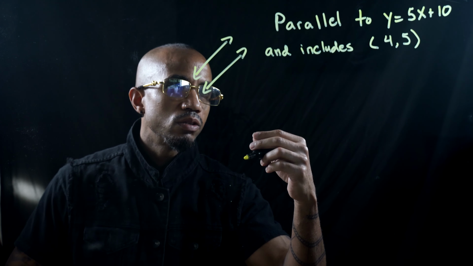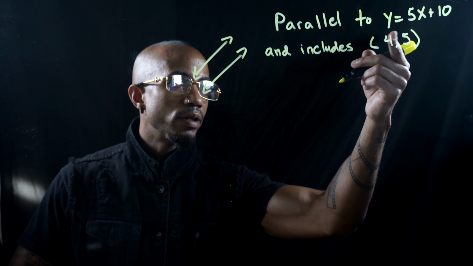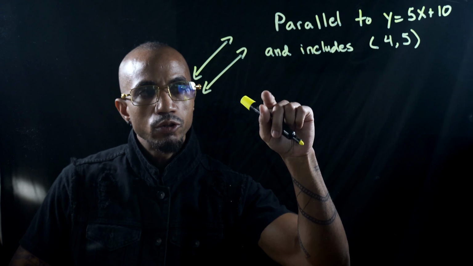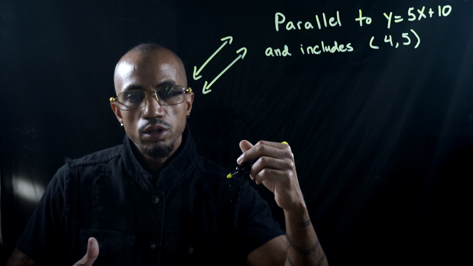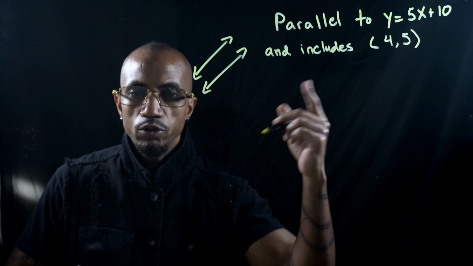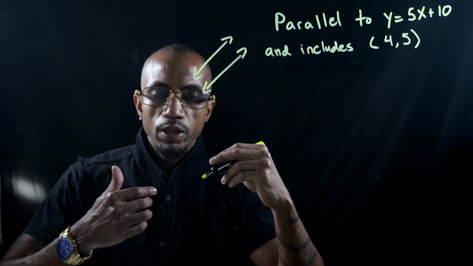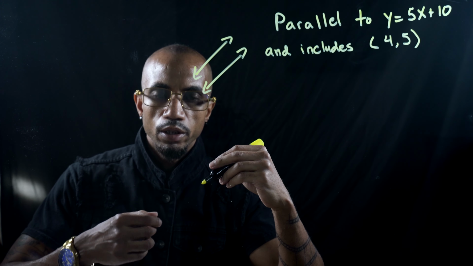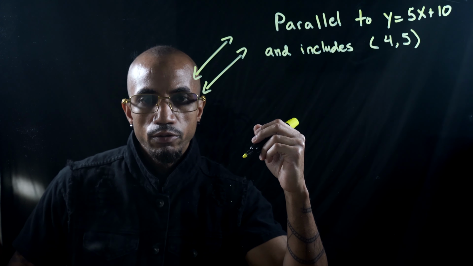This question is asking us to write an equation of a line that is parallel to y equals 5x plus 10 that also includes this point (4, 5). So how can we write an equation that's parallel and also includes this point? Well, one of the easy parts is that since parallel lines have the same slope, we already know that part of it's going to include y equals 5x.